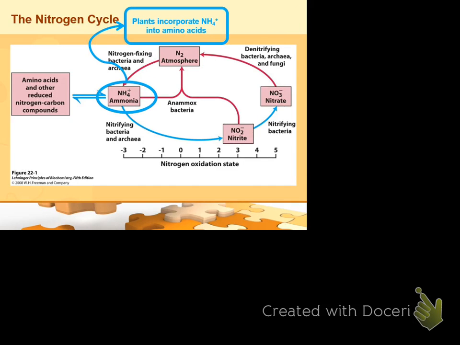So plants, because of the nitrogen-fixing bacteria and archaebacteria that can incorporate N2 into ammonia, take the ammonium and incorporate it into amino acids. And so that's why either we have to eat the plants and get the amino acids, or we have to eat the things that eat the plants to get the amino acids.